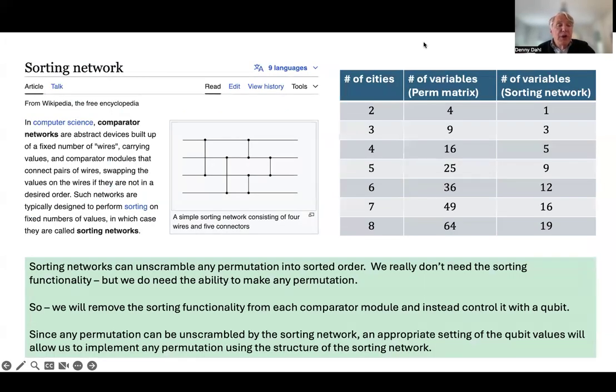The second encoding scheme uses a switch network to parameterize the different tours. There are many switch networks with different properties. This slide describes a sorting network, but in our exercise, we will use a slightly different network.